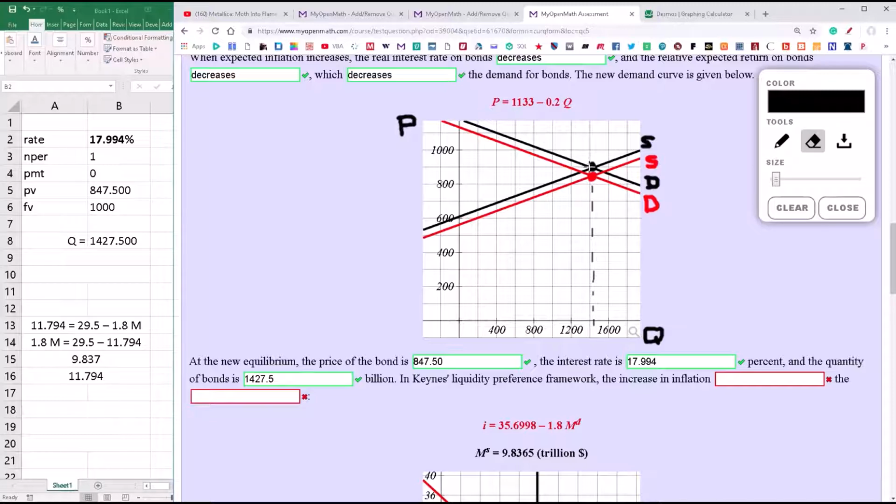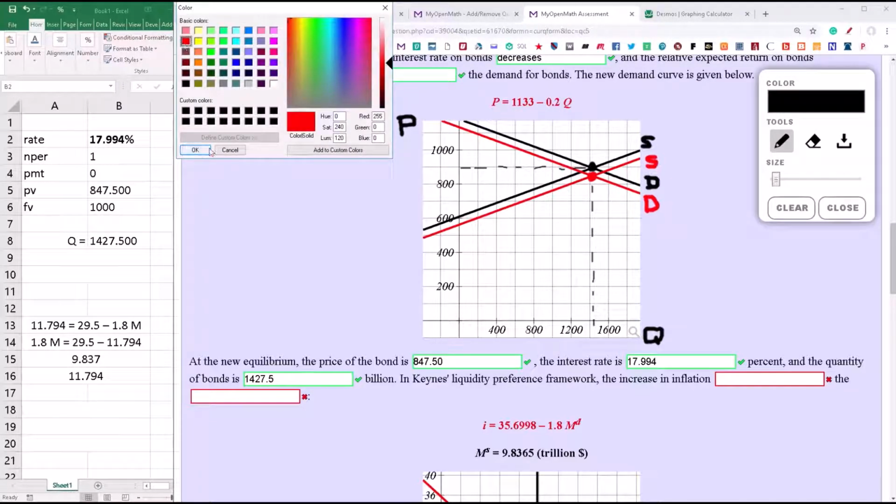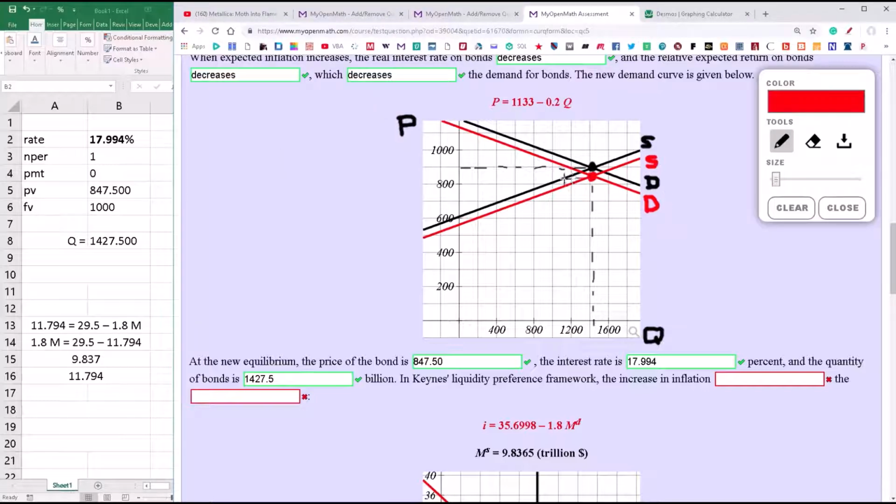The initial price was higher than it is now. And the new price is lower than it was, right? So the price fell, which implies the interest rate rises. Okay? So that's how you'd graph this. Let's go ahead and close that.